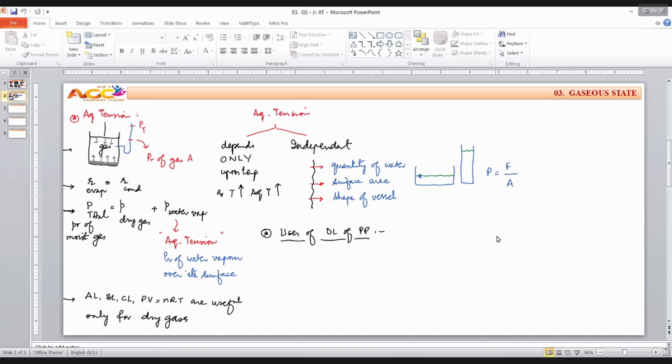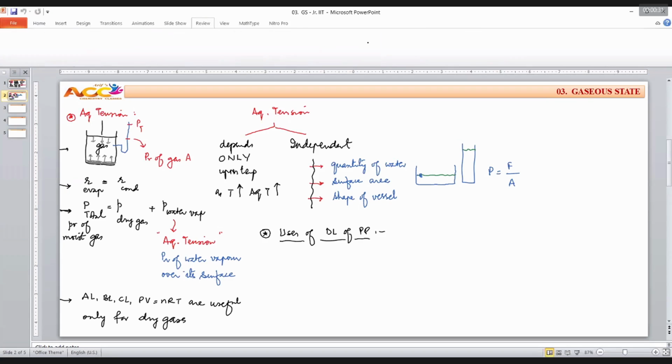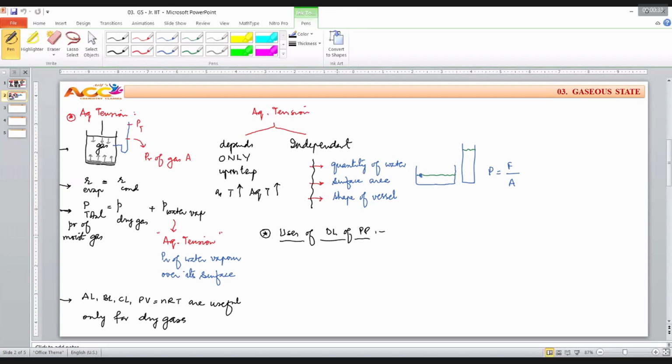In the previous class, we were discussing Dalton's law of partial pressure. We have finished that one, and there was a small homework on the uses of Dalton's law of partial pressure. Can anybody tell me at least one use? Open up your notes and what you wrote in your homework yesterday evening at home, just refer to that and tell me what the uses of Dalton's law of partial pressure are.